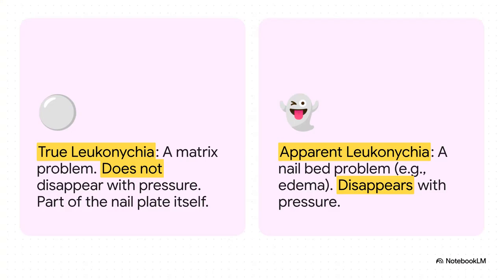So here is a fantastic diagnostic maneuver. Just apply a little bit of pressure. This simple test differentiates true leukonychia, which is a matrix problem within the plate, from apparent leukonychia, which is a nail bed issue like edema that just makes the nail look white. If it blanches when you press on it, the pathology's in the bed, not the plate. It's a simple, elegant test based entirely on our framework.